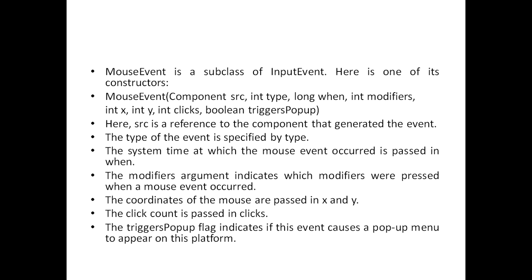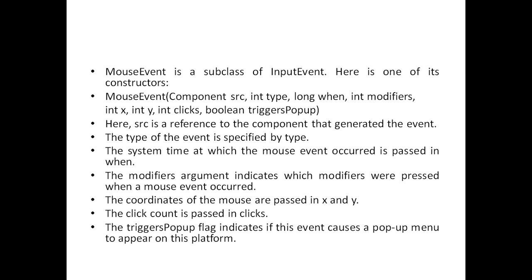Then MouseEvent is a subclass of InputEvent. So the constructor which we'll be using over here is MouseEvent. The first parameter is source, which is a reference to the component that generated the event. Second, the type of the event is specified. Next, the system time at which the mouse event occurred is passed in when. The modifier argument indicates which modifiers were pressed when a mouse event occurred.